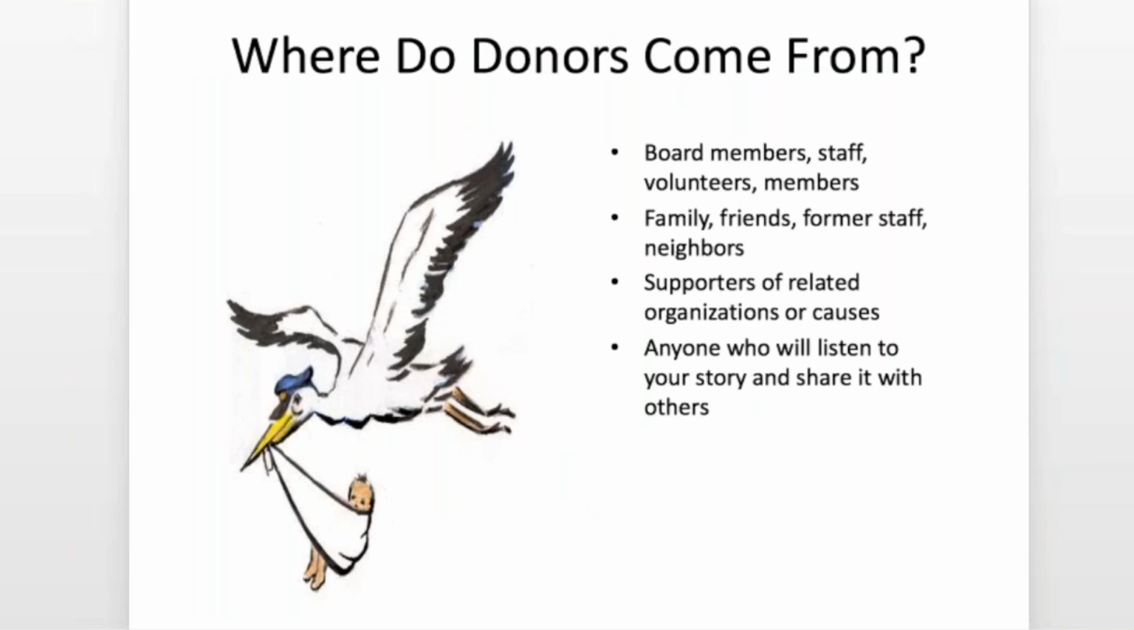But the first thing here is maybe the question about where do donors come from? And donors can come from lots of places, not from the stork, but certainly from all the places where you might look for someone who might be interested in your work. From the first concentric circle, the board members, the staff, the volunteers, the members. Then the next one, family, friends, former staff, neighbors. The next one, supporters of related organizations or causes. And then finally, anybody who's willing to listen to your story, maybe share it with others.